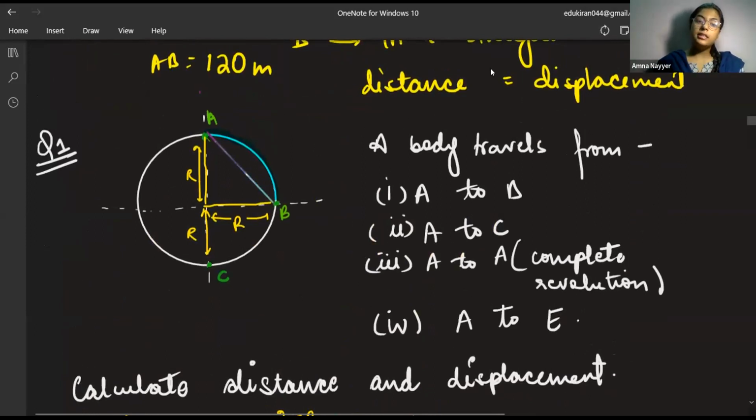Okay, third part. Class, third part, at least distance and displacement, both you should be able to answer. It will hardly take seconds. From A to A, complete revolution. The person has started, or the body is traveling from A, covering this part, this part, this part, and landing back at A point. What is the distance that has been covered? How much distance has been covered?